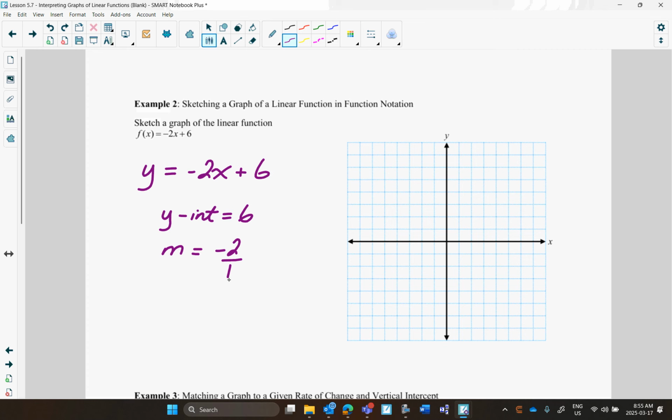All this means is that it's a function. It's still the same as y equals negative 2x plus 6. So plot 6. And then from 6, it tells me to go down 2 and to the right 1, which means my graph is going to look like that.